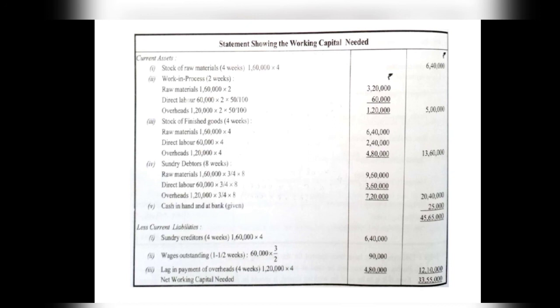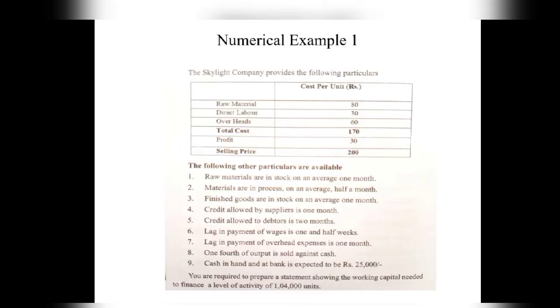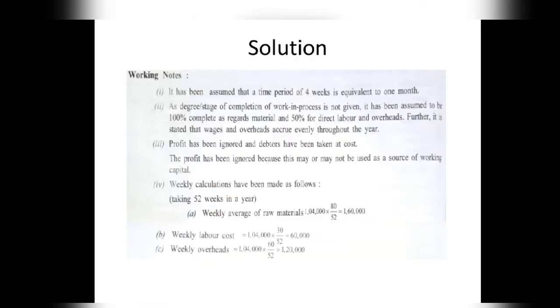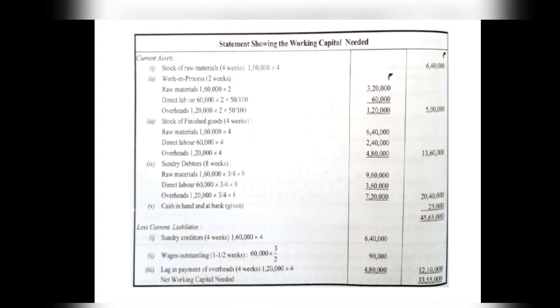Then second is regarding wages. Now here in the example, the sixth point, lag in payment of wages is 1.5 weeks. You can call it 1.5 weeks. So wages are paid to the labor. So here we will take only the labor cost. So the second current liability will be wages outstanding. It will be 1.5 weeks. So 60,000 into 1.5 weeks, it comes to rupees 90,000.